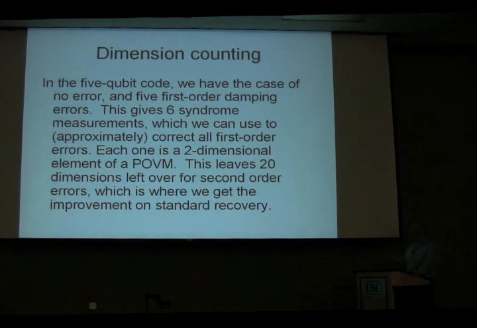Whereas if you used a standard recovery, you have 15 first order errors you're correcting, a sigma x, a sigma y, and a sigma z for each of the qubits, and then the no error term, and this is 16 times 2 is 32, so you've used all of your possible dimensions of measurement on first-order errors. So the reason that the 5-qubit code works better is it corrects some number of the second-order errors, although not all of them.